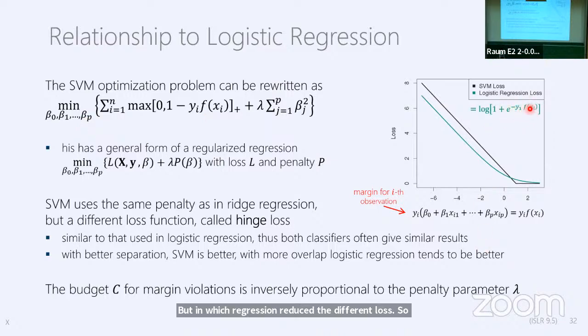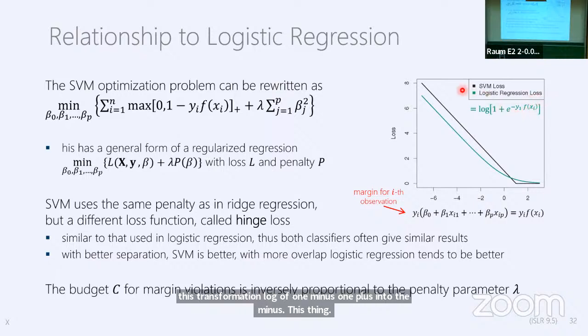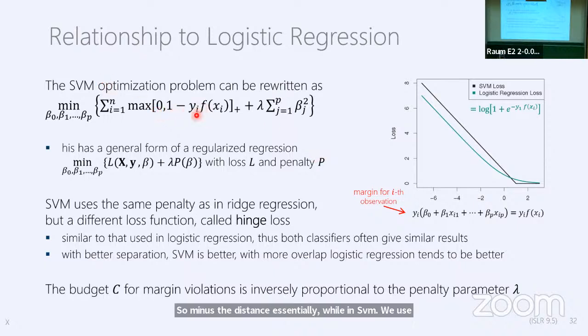So in ridge regression, you again plug the input into the function, multiply it with the label, and then you do this transformation, log of 1 plus e to the minus this thing, so minus the distance, essentially. While in SVM, we use this different loss function, which is max of 0 and the same thing. So both of those have this input, the distance, but they just do different things with the distance.